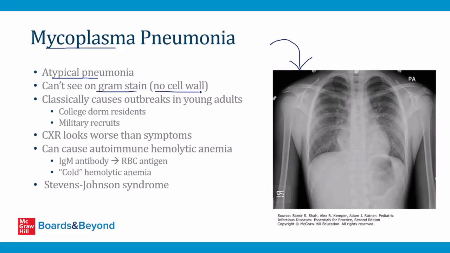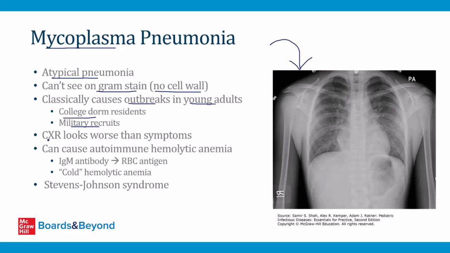It has no cell wall, so it can't take up the gram stain. And like Legionella, it classically causes outbreaks, but more often these occur in young adults. So for example, in a college dorm, mycoplasma pneumonia will run through all the people who live there, or military recruits who live in a barracks together.